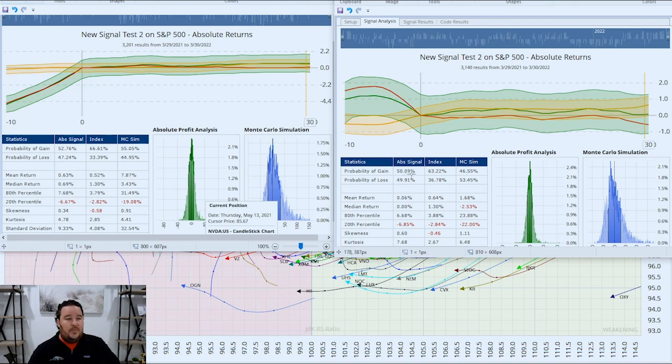Not that big of a change, but when you look at all the signals that they're testing here, it's 3,000 trades. So it's a lot to move the needle on 3,000 trades. To see that it's dropping 2.5 percentage points on a probability of gain, that's a pretty big deal. And then the mean return, 0.06%. So the weakening quadrant is not when you want to buy. We're not seeing big gains there.